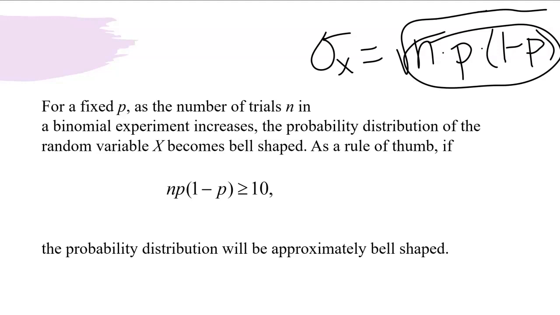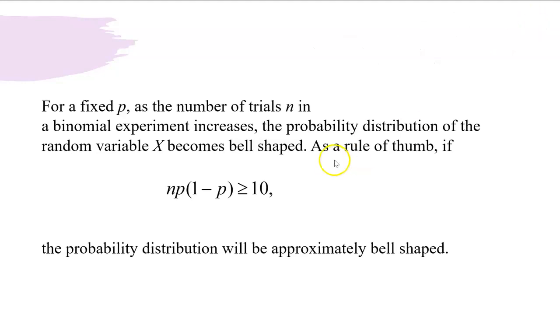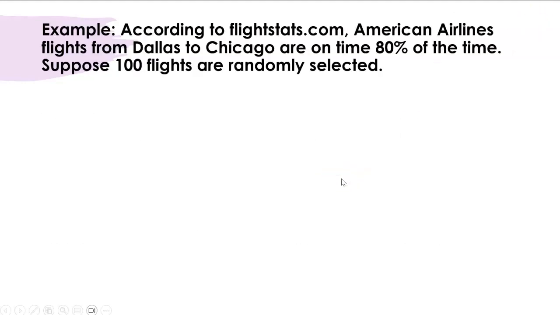So in our case, our n times p times 1 minus p was 16, which is greater than or equal to 10. So that means our data that we're looking at is bell-shaped. And since it's bell-shaped, the empirical rule applies. All right, remember the empirical rule? We talked about this a while back.